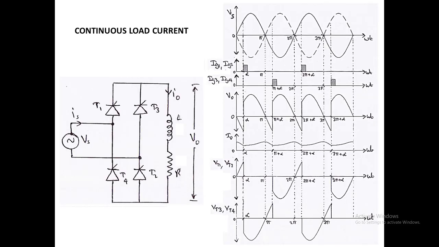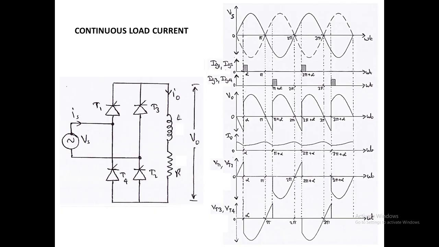So this is the circuit diagram and waveforms for the continuous load current. Here also we are having four thyristors, T1, T2, T3 and T4. T1 and T2 will conduct for the positive half cycle and T3 and T4 will conduct for the negative half cycle. Additionally we are having inductance, so that inductance will store some energy.